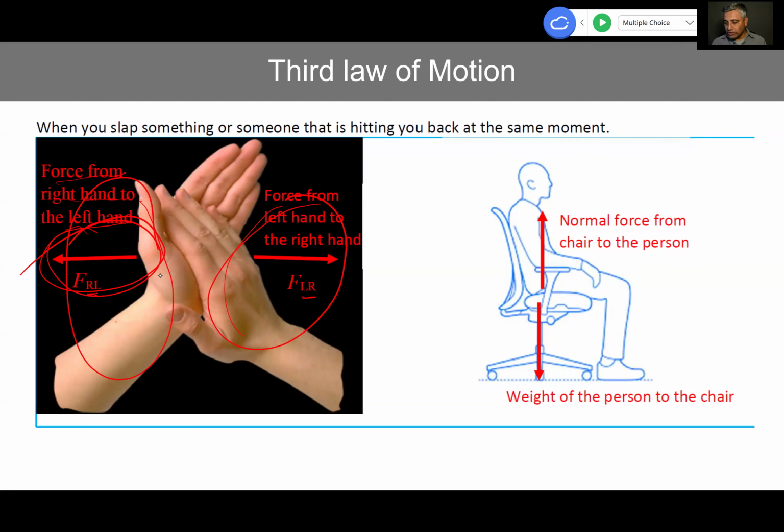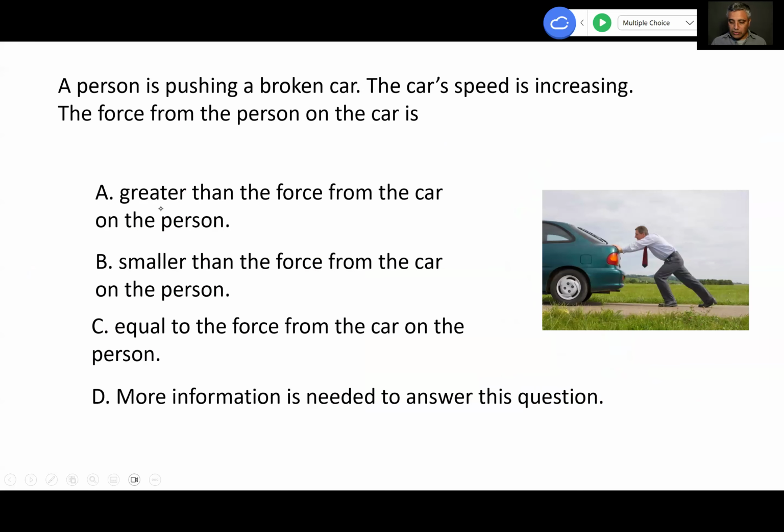Okay, looks like, oops, it's 9:05. So let's take a break. So that's Newton's third law. We're going to be picking up on this one after the break. Okay, I'll see you in 5 minutes.